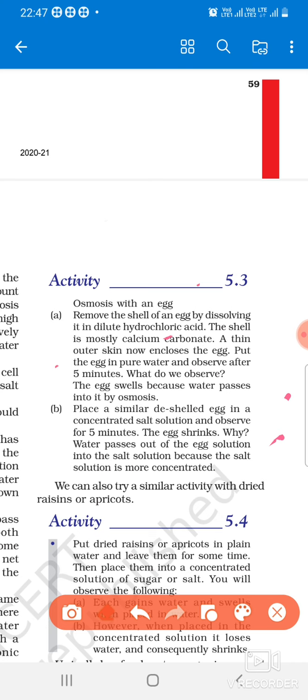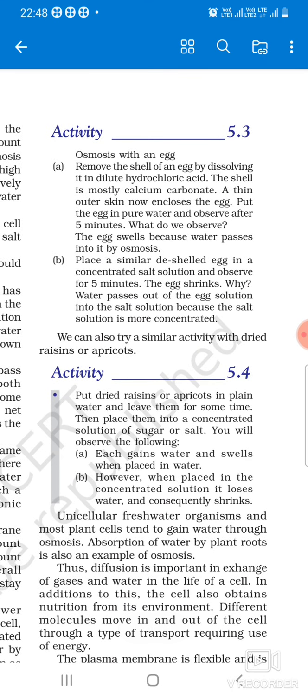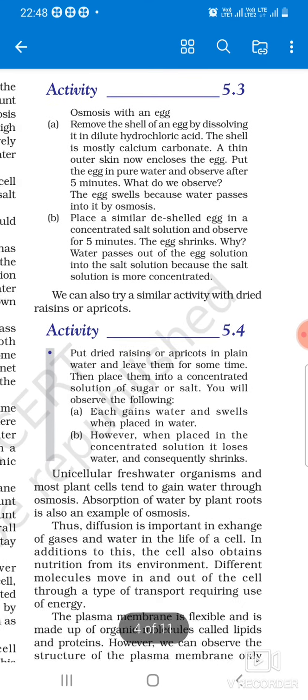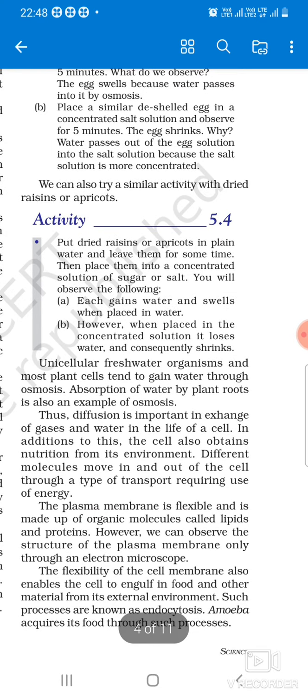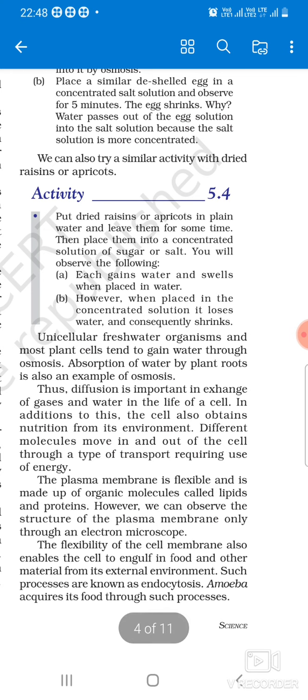Okay, now we can give the example of raisins also. In the case of raisins, kishmish, and apricots, when we keep them in plain water, they will swell up. And if we keep these swollen raisins and apricots in sugar water or salt water, then the size will shrink.